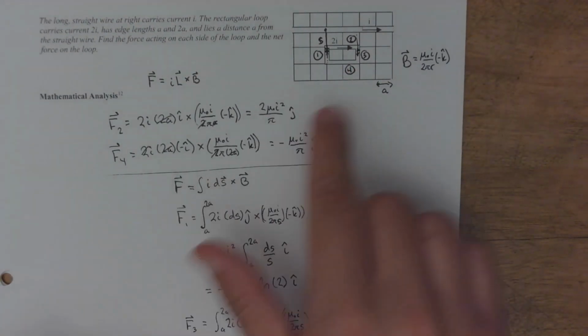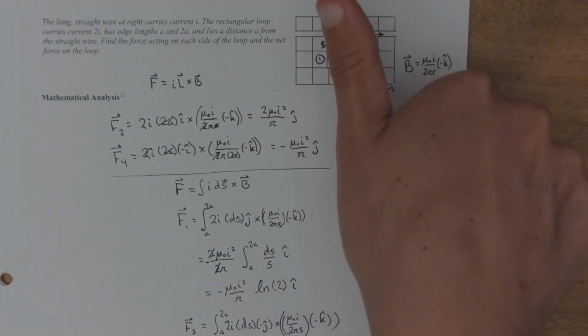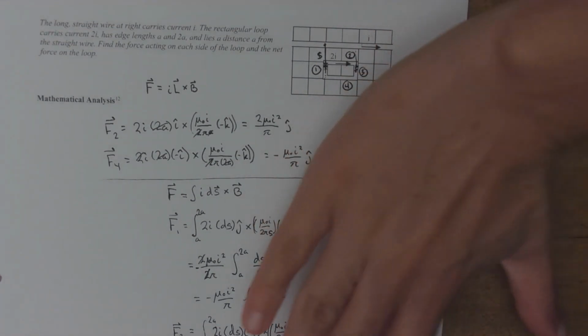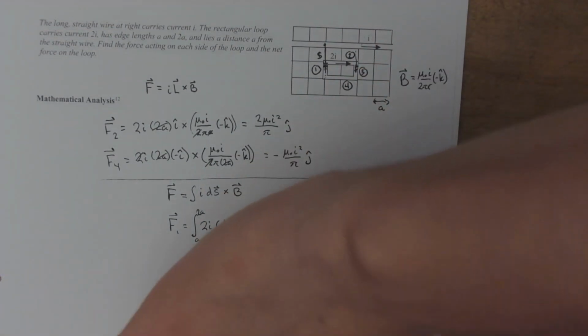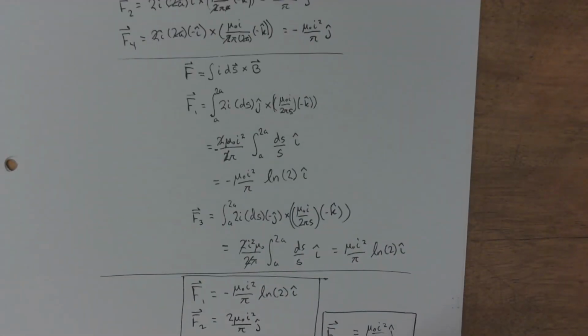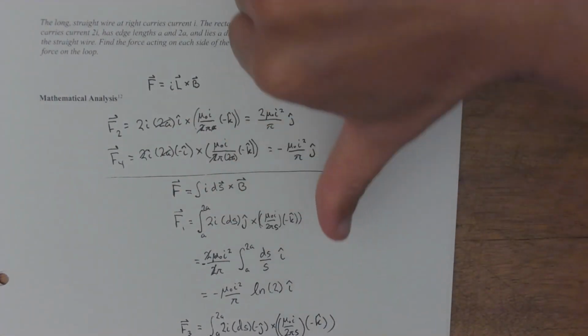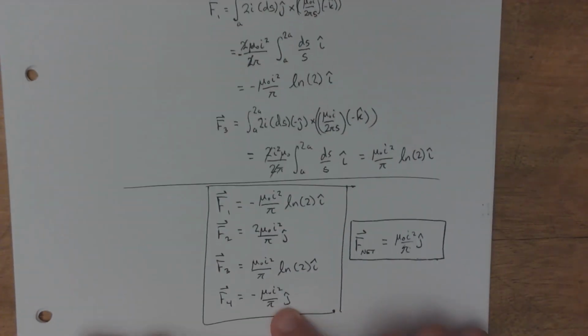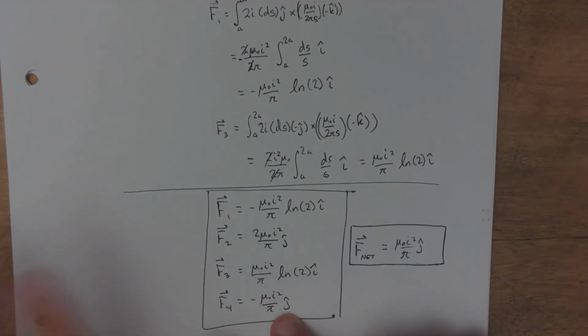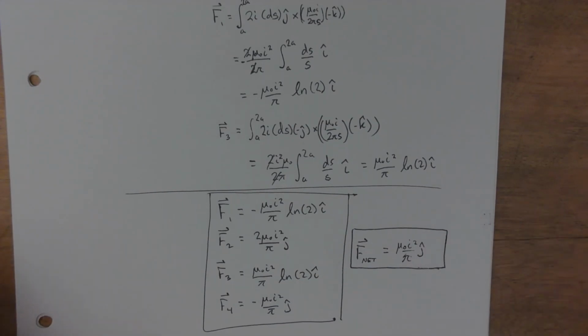So that's good. For side 2, the current's going this way, the field is going into the page, so the force should be going in the j hat direction, and it is. For side 3, the current's going this way, the magnetic field's going this way, so the force should be going in the i hat direction, and it is. For side 4, the current's going this way, magnetic field's going into the page, so the force should be going in the negative j hat direction, and it is. So that concludes problem 48.